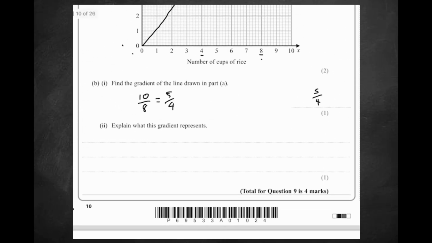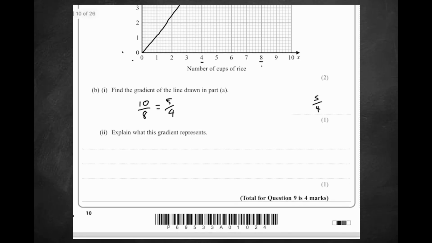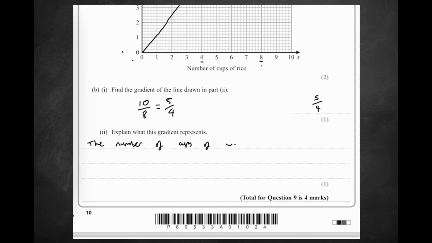Part B II. Explain what this gradient represents. This would be the number of cups of water per cup of rice.